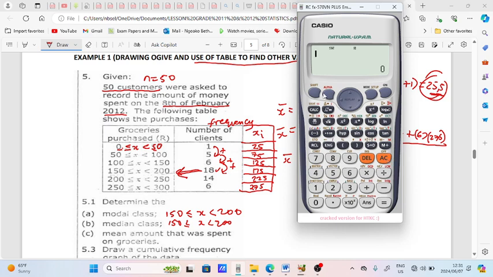Now we press shift. On the shift, we'll see 1, there's 1 in the state. And then I'm looking for the mean, which is under number 4, which is the variance. Then I'll press 2.